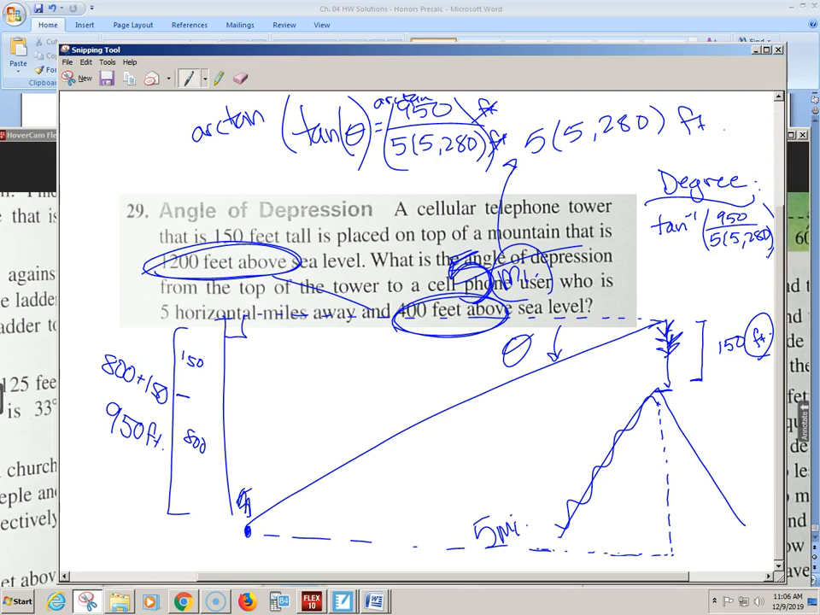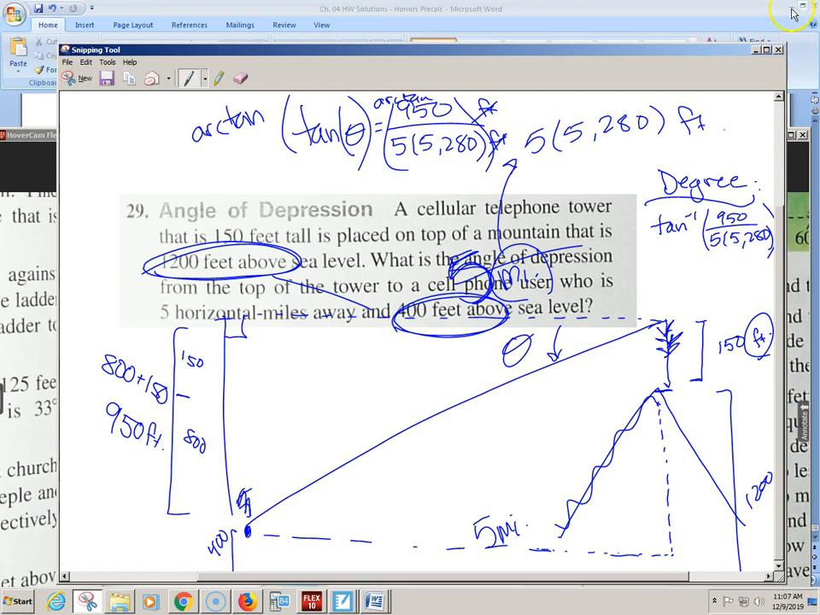The cell tower? No, the mountain. The mountain is 1,200 feet above sea level, and the person is 400 feet above sea level. So I took that 1,200, and I was like, well, the person's not at the sea. He's 400 up. So do 1,200 minus 400 to be 800. Does that make sense? I didn't draw the sea, but the sea would have been down somewhere. So this guy would have been 400, and this guy was 1,200. So that was a little bit finding the distance between.